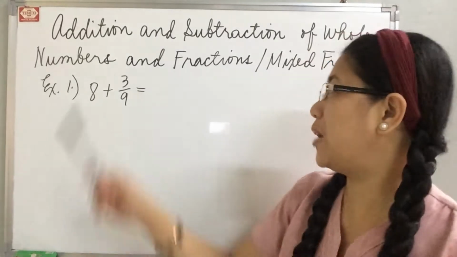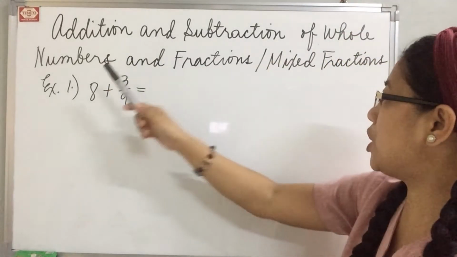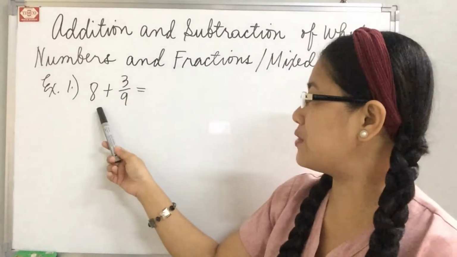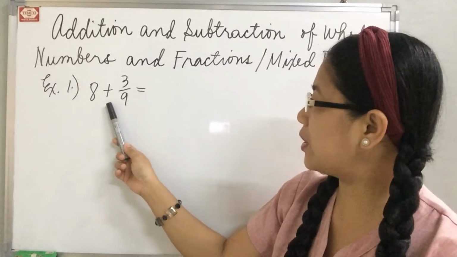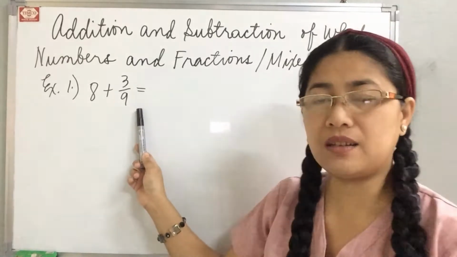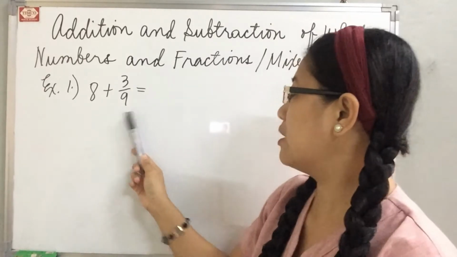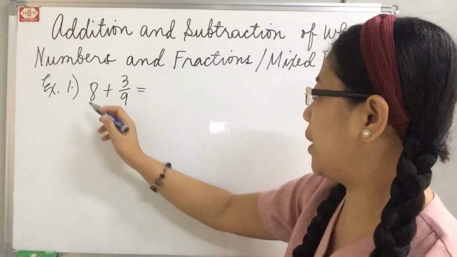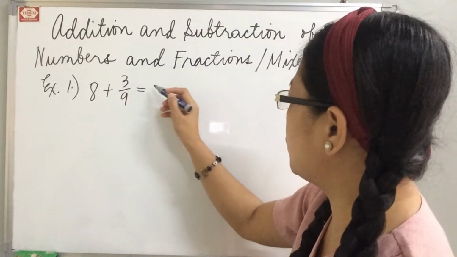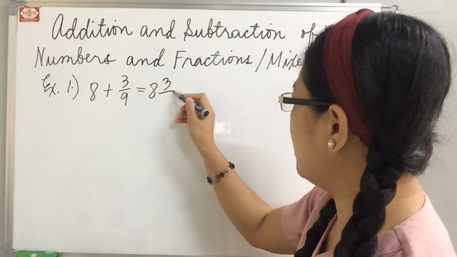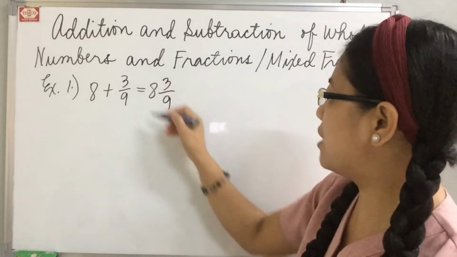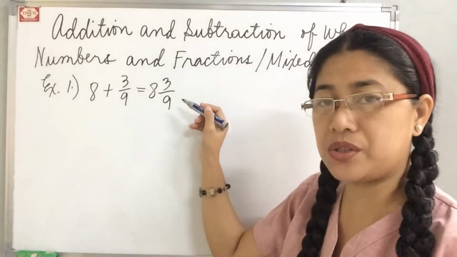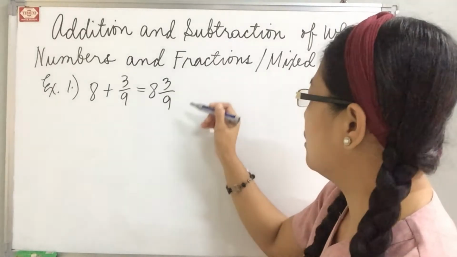Today's topic is about addition and subtraction of whole numbers and fractions or mixed fractions. So let's go to our first example, 8 plus 3 ninths. In adding a whole number and a fraction, we're just going to put together the whole number and the fraction. So 8 plus 3 ninths is equal to 8 and 3 ninths. And then reduce the answer to lowest term if it's possible. Since 3 ninths here can be reduced to lowest term, so let us reduce.